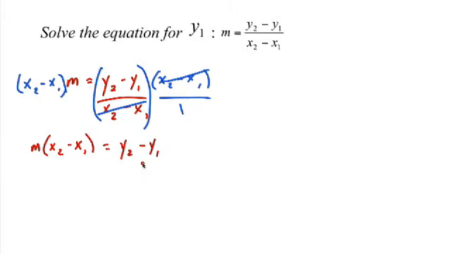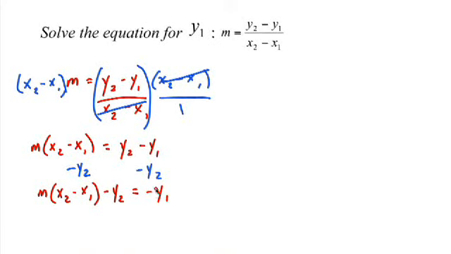Now, we're solving for y1. So now y2 is actually being added to y1. So to undo it, we're going to subtract y2 from both sides. Now again, there are no like terms here, so you have m times x2 minus x1, minus y2, equals negative y1. But we don't want to know what negative y1 equals. We want to know what y1 equals. So your last step to get rid of a negative on a variable here, you know that you've got to divide by negative 1.